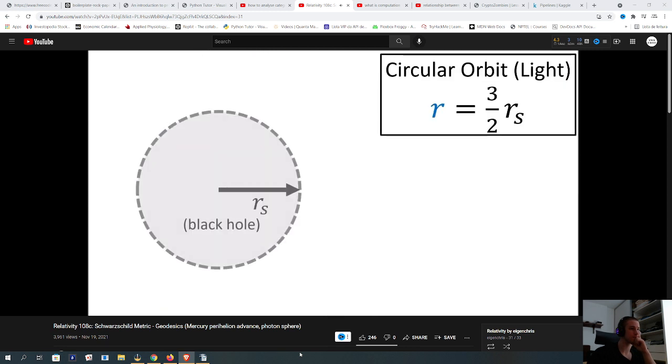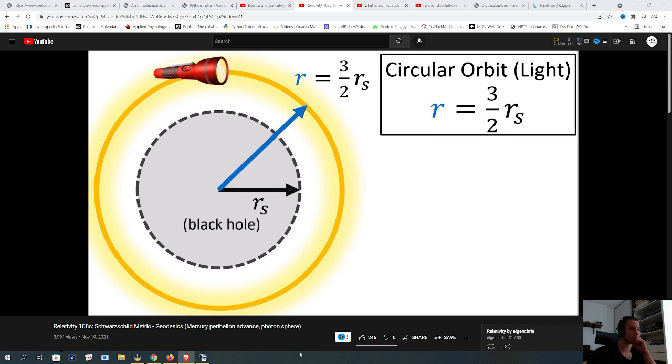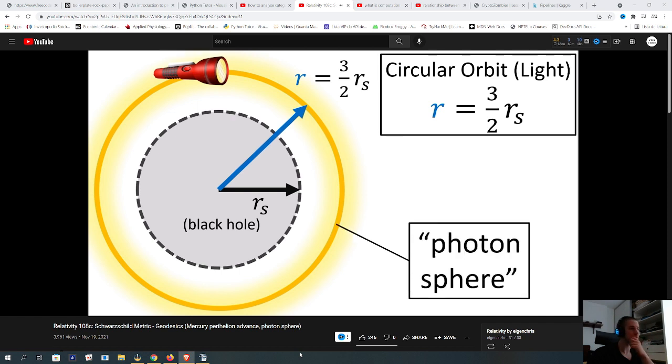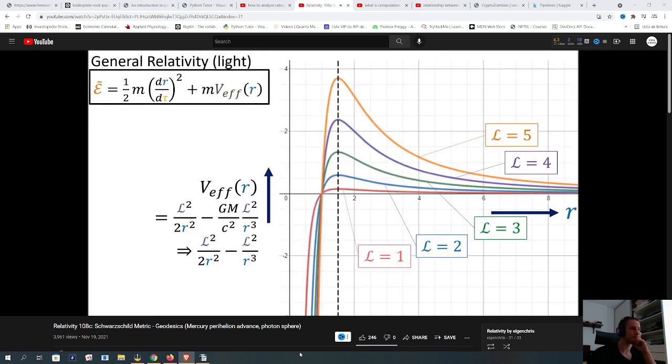This means that, for a Schwarzschild black hole, if we turn on a flashlight sideways at exactly 1.5 times the radius of the event horizon, the light beam would orbit the black hole in a circular orbit. Because of this, the sphere with a radius of 1.5 Schwarzschild radii is called the photon sphere. If we graph the potential for the orbits of light, we can see the circular orbits appearing at 1.5 times the Schwarzschild radius for all values of curly L.